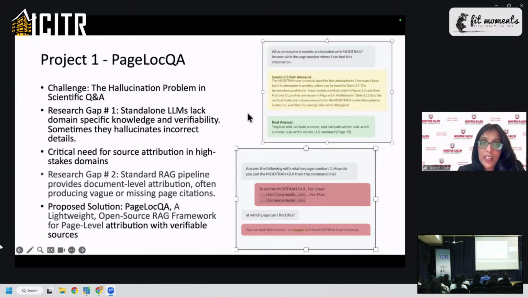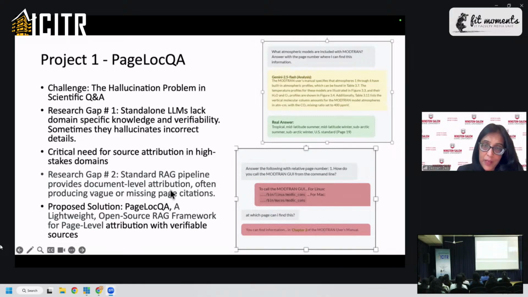So the challenge basically is that whenever we are using some simple LLM like Gemini to ask some question based on that MOTREN technical user manual or documentation, as you can see, Gemini gives a very verbose answer, like a lot of answer, and it hallucinates. So lots of those answers are not correct, but it is giving very confident results, whereas the real answer is this. So the first research gap is the standalone LLMs lack domain knowledge and verifiability. Sometimes they hallucinate incorrect details.